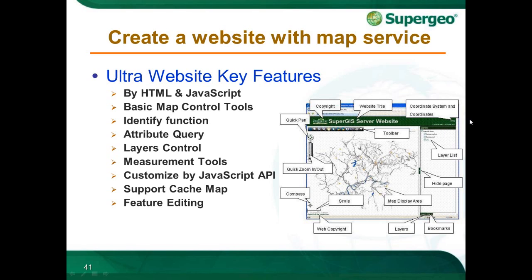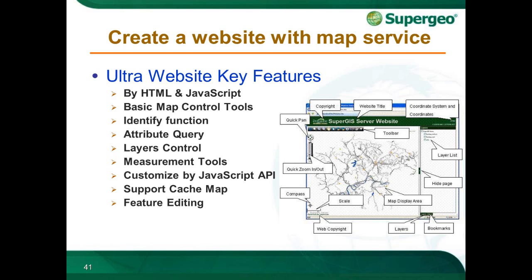Now we're going to show you how to create a website with the map service. We have already created a map service, so now we're going to actually use the Ultra website key features. The Ultra website, which contains some of the key features, is built with HTML and JavaScript.